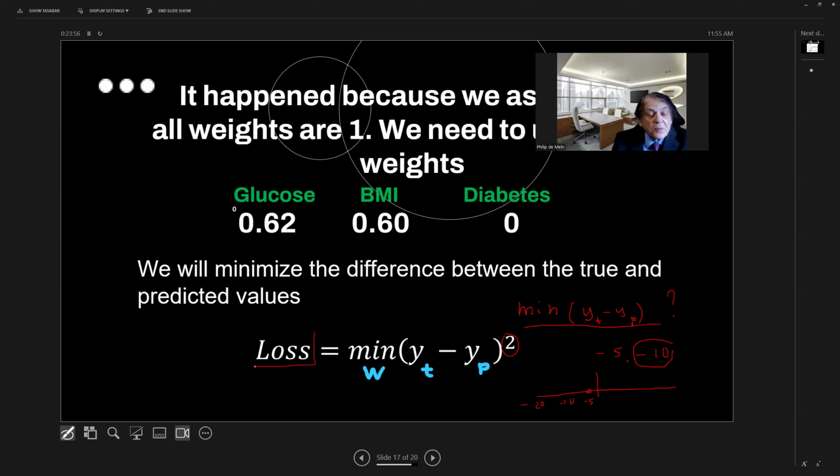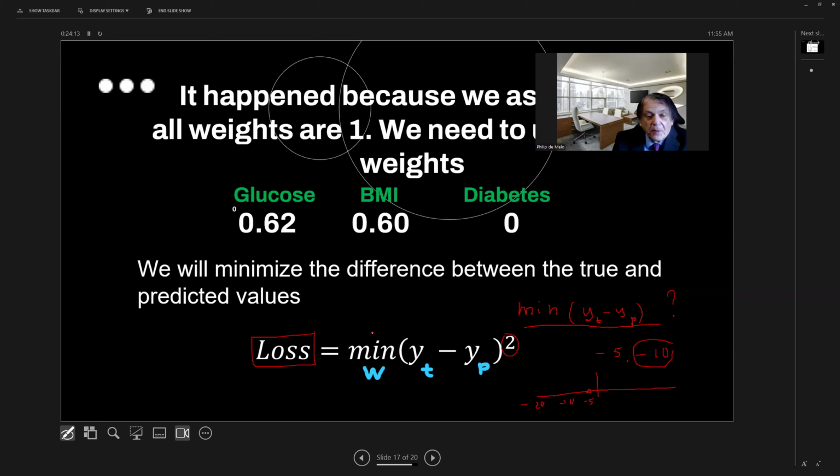So loss is always either 0 or a positive number. Of course, we want to have 0. We want to have yt and yp very similar. So yp should approximate yt.